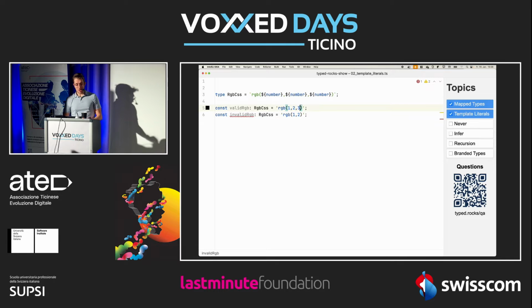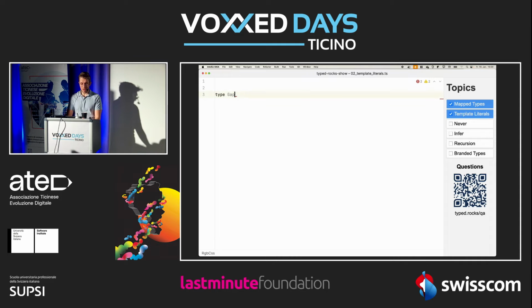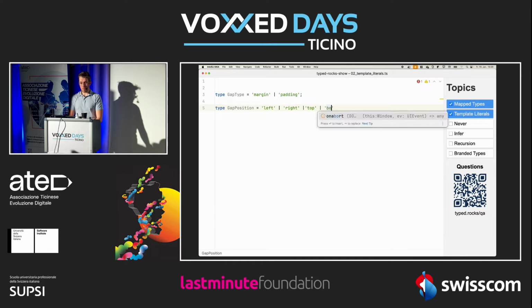So we can go even further. If we change this from 3 to 3a, we will get an error too, because this now is a string, but TypeScript recognizes that you only want numbers. So to make this work again, you would have to change this to a string. And by using map types and template literals, you can create really powerful types. So let's say you have your gap type, which is either margin or it's padding. And let's say you have your gap position, which is either left or right or top or bottom.